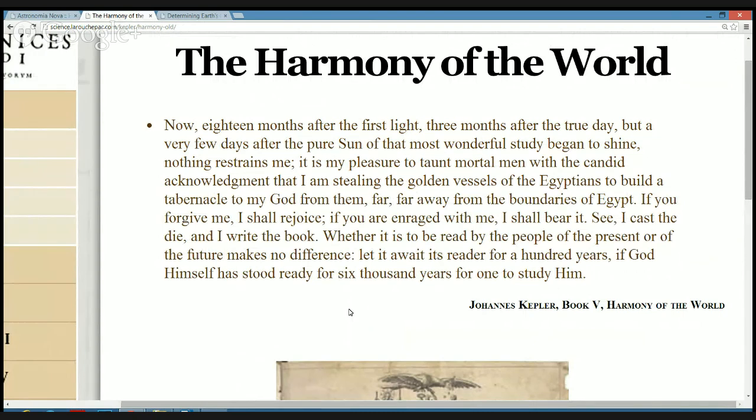If you forgive me, I shall rejoice. If you are enraged with me, I shall bear it. See, I cast the die and I write the book. Whether it is to be read by the people of the present or of the future makes no difference. Let it await its reader for 100 years, if God himself has stood ready for 6,000 years for one to study him. That is a bold thing to say.